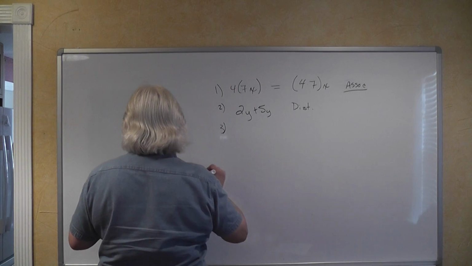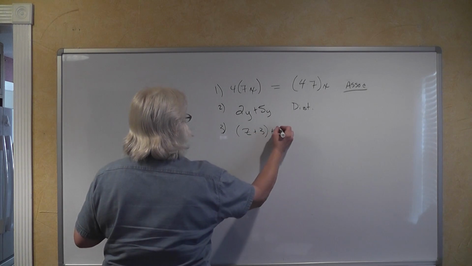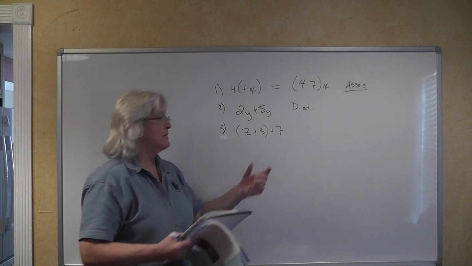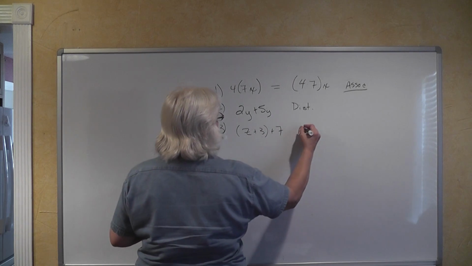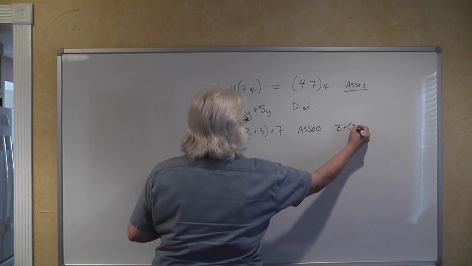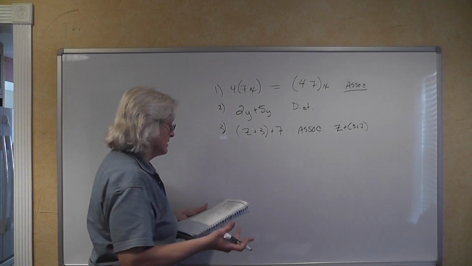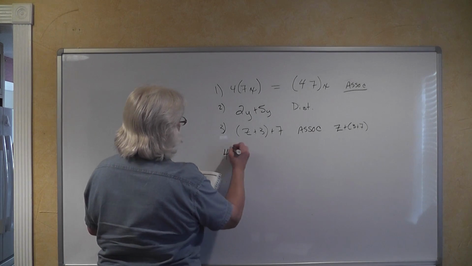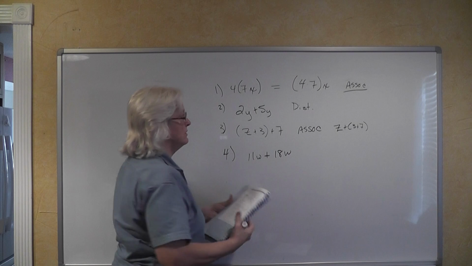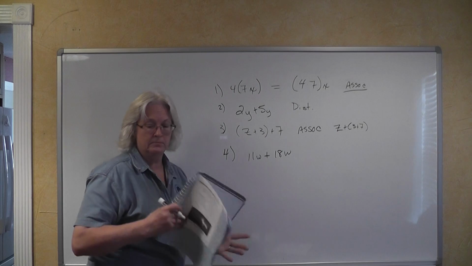What property would we use for this? Z plus 3, closed quantity, plus 7. We want to change the grouping, so again, that's going to be the associative property. Because we would say z plus 3 plus 7, and then we're able to come up with an answer. Problem 4, which property are we going to use? 11w plus 18w, same as number 2. That's the distributive property again.